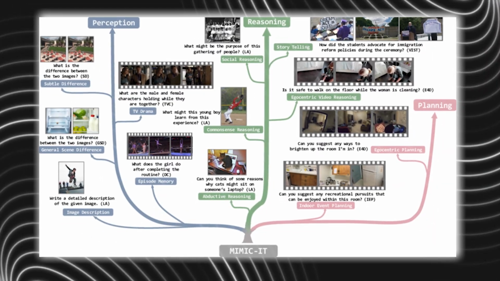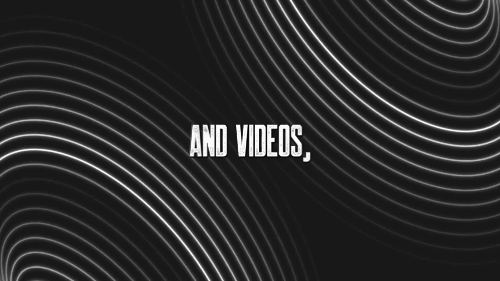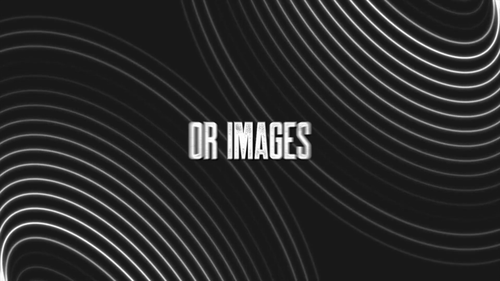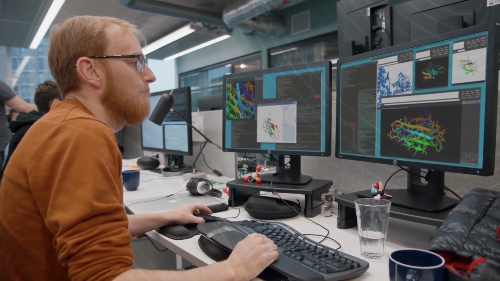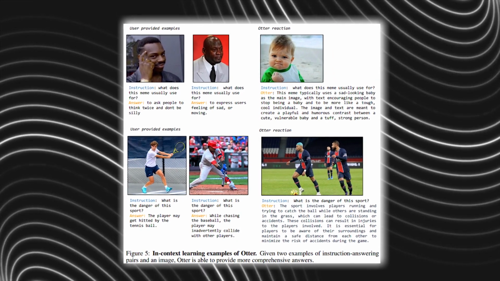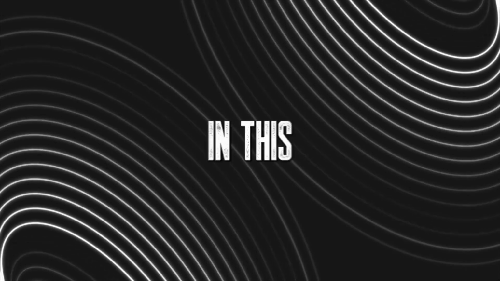The Mimic-It dataset represents a staggering 2.8 million instructions, and 2.2 million of those came from images and videos, meaning they're multimodal in nature, not just limited to words or images. This dataset is full of instruction response pairs, similar to the learning example shown before. Stuff like natural dialogue, image and video descriptions, image comparisons, scene understanding, and question answering are just a few examples of what's in this dataset.